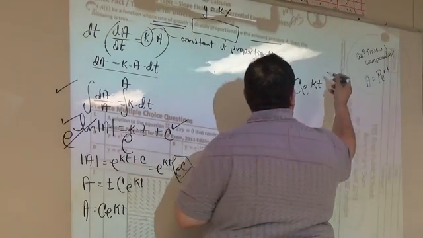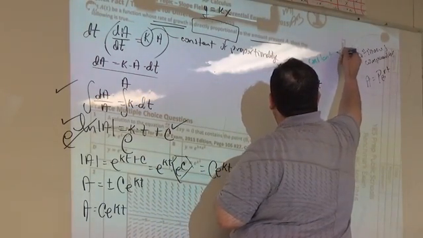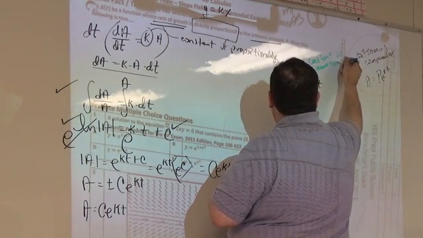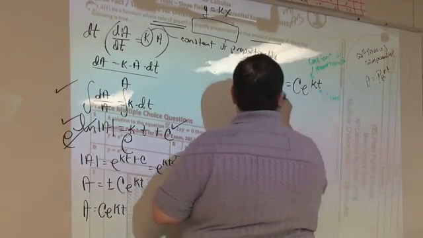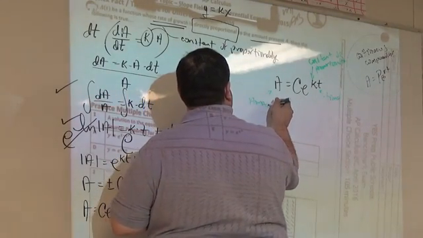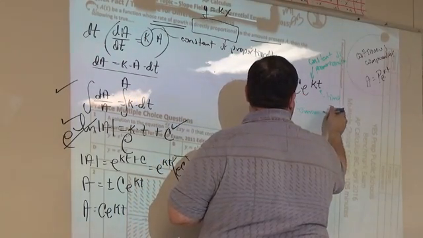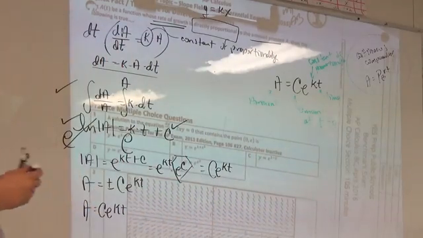Over here, k is your constant of proportionality. Your t is your time. The A is the amount. And the C is your principal. It's the amount at t equals 0.